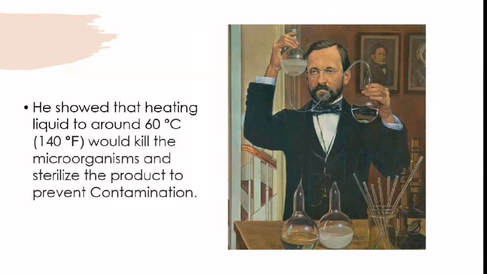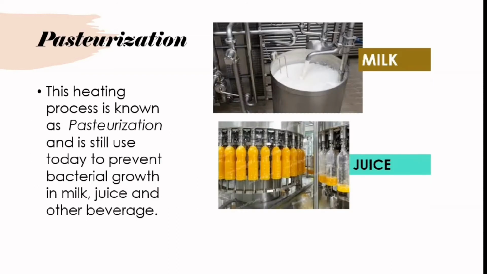He showed that heating liquid to around 60 Celsius would kill the microorganisms and sterilize the product to prevent contamination. This heating process is known as pasteurization and is still used today to prevent bacterial growth in milk, juice, and other beverages.